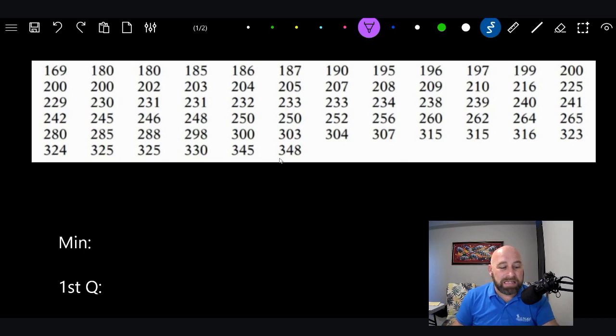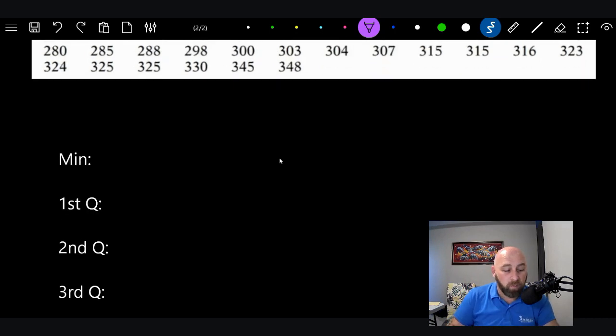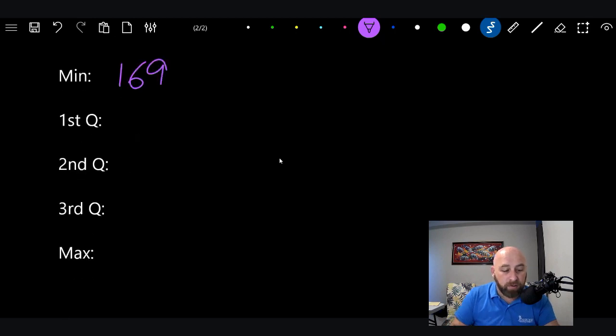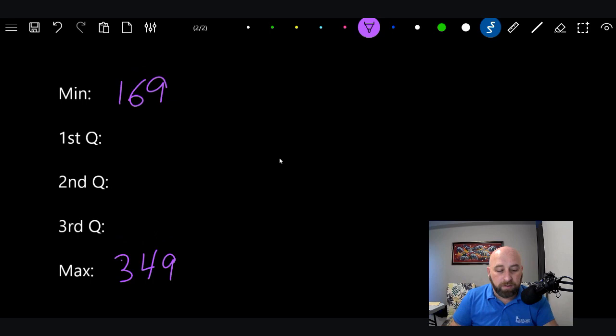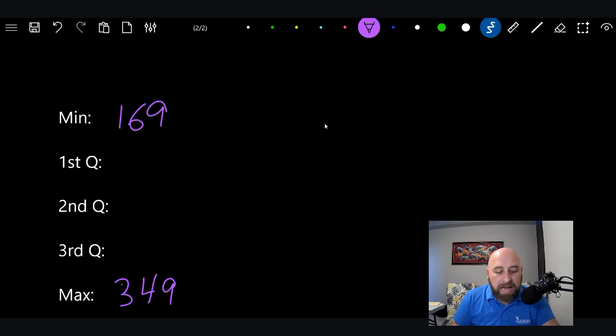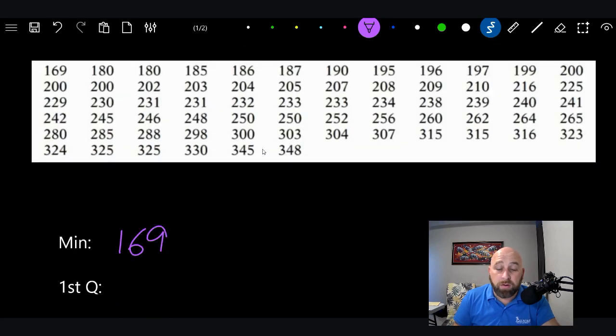Let's start with the easy ones. Let's do the minimum, 169. That's the minimum, and 348. That's the maximum. Okay? So we're done with those. We just got those out of the way. Now we need to find the first quartile, the second quartile, and the third quartile. How are we going to accomplish that?